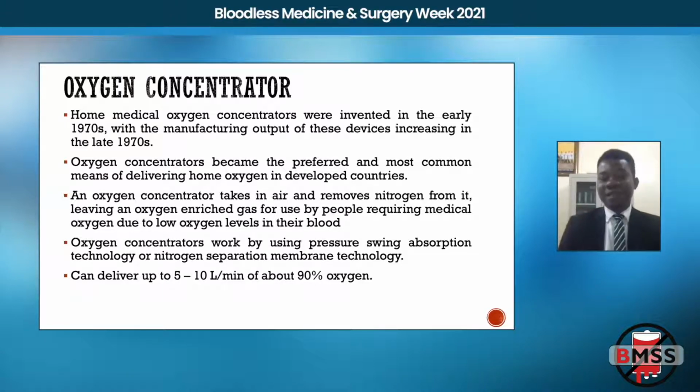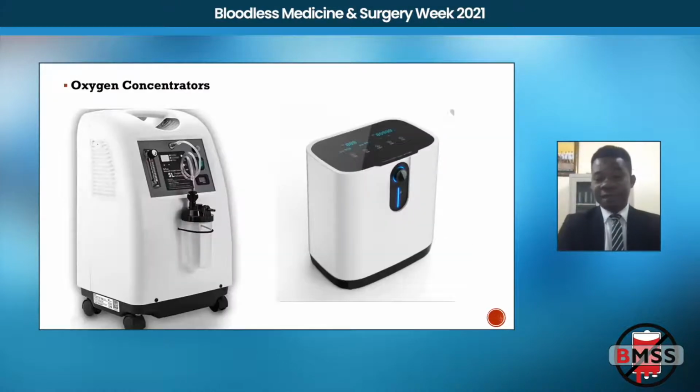The concentrator takes in air and removes nitrogen from it, leaving only oxygen-enriched gas, which is then delivered to the patient. There are several ways. One of the mechanisms is using pressure swing adsorption technology or nitrogen separation membrane technology to separate nitrogen and then concentrate the oxygen-enriched gas, which can be delivered to the patient at the rate of 5 to 10 liters per minute. And it can deliver up to 90% oxygen.